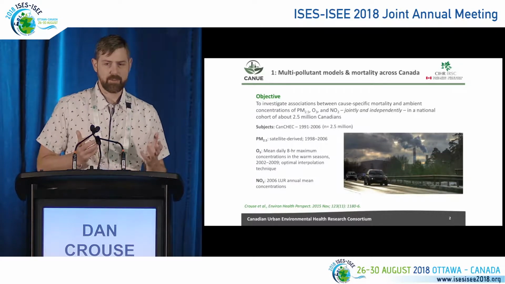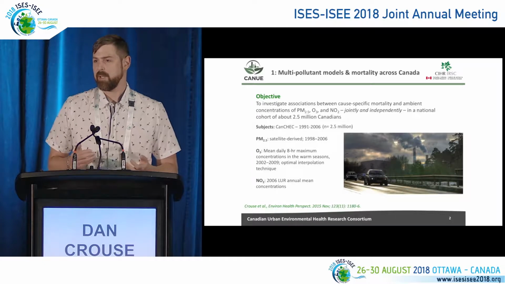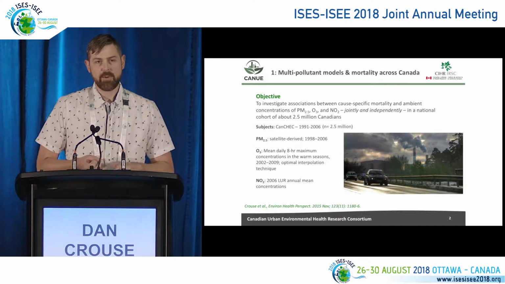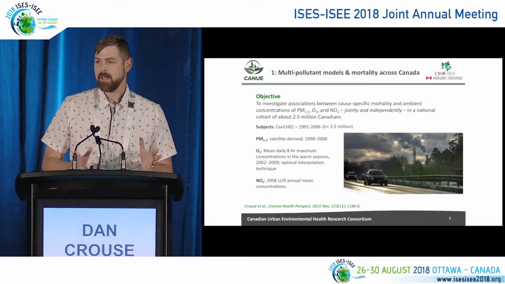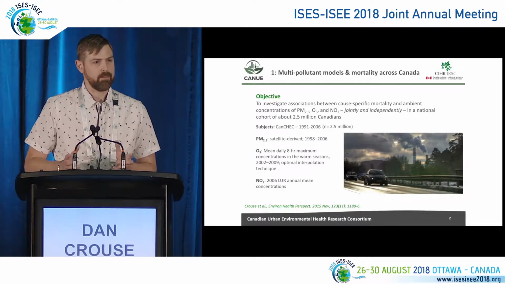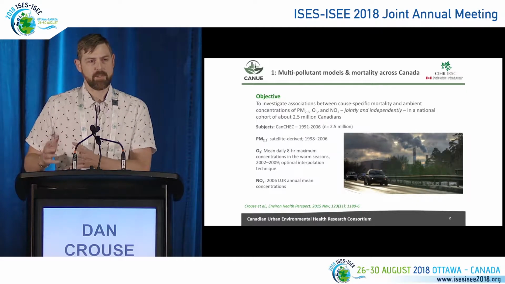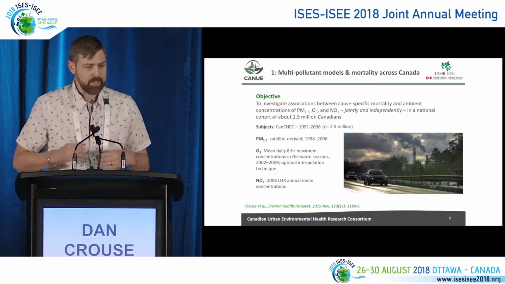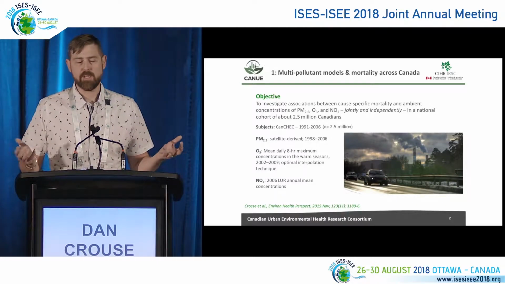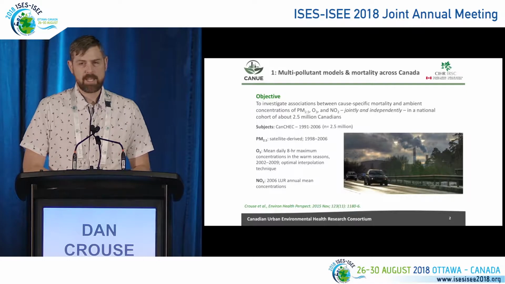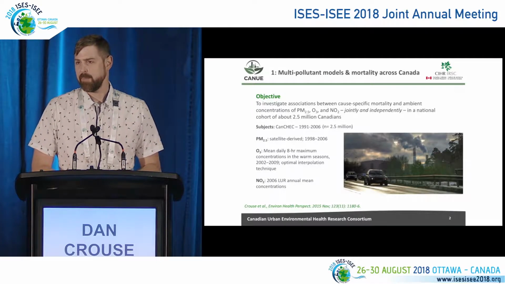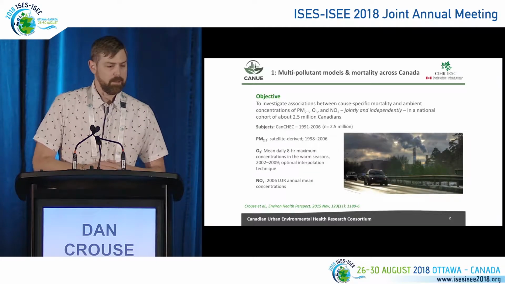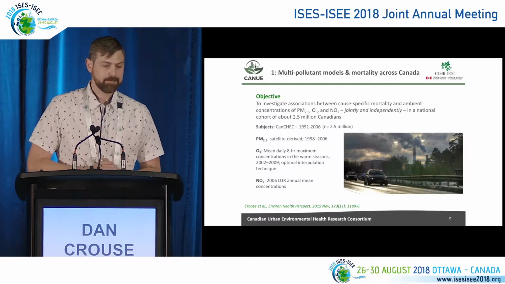What we wanted to do was investigate associations between cause-specific mortality and fine particulate matter, ozone, and nitrogen dioxide individually, and then together in joint multi-pollutant models, and then also cumulatively, so the cumulative risk of exposure to all three of these pollutants. And we wanted to do this in a national study across the country. So we used the 1991 CanCHEC study, the Canadian Census Health and Environment Cohort, that many people are probably familiar with. It's a national study with, I think, 16 years of follow-up.